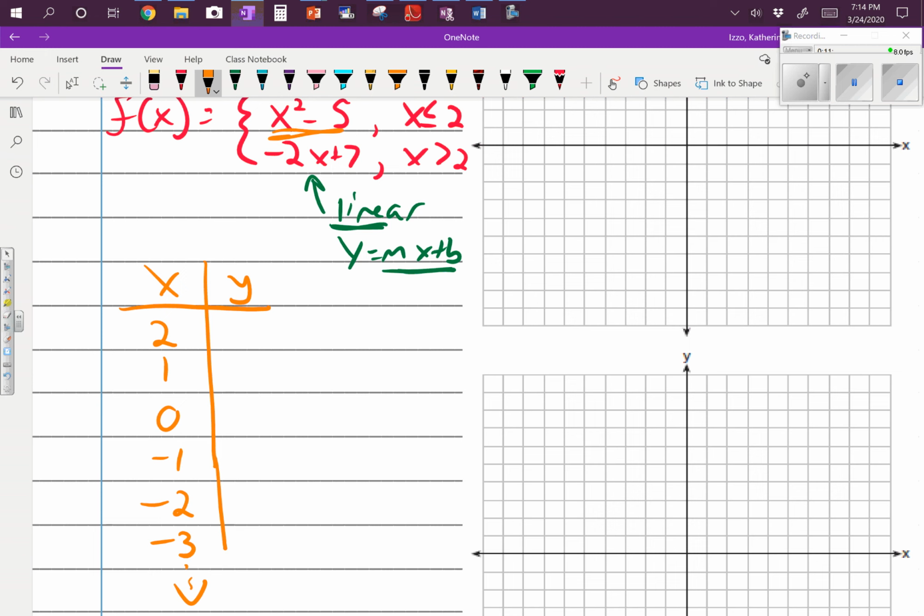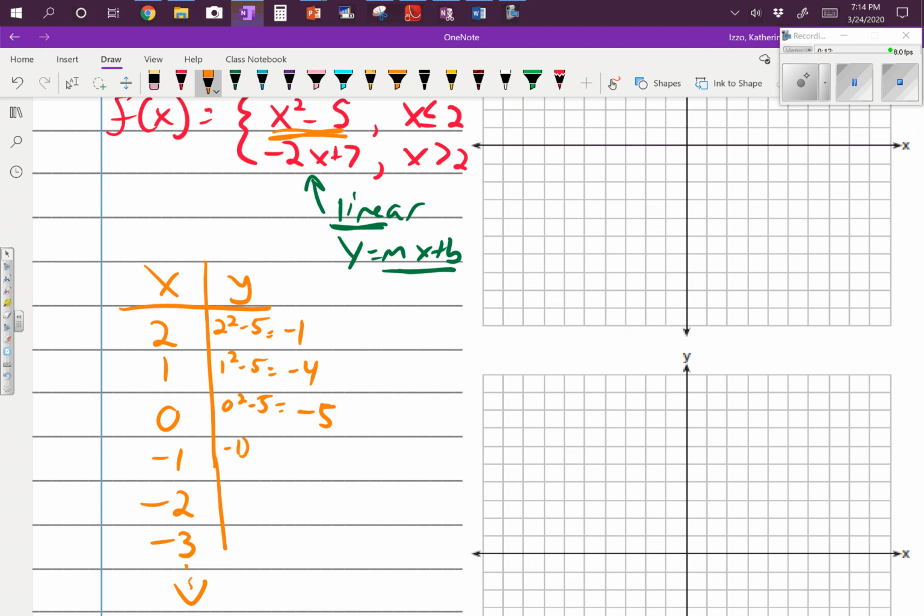So we're going to do the x squared minus 5. So 2 squared minus 5 is going to get me a negative 1. 1 squared minus 5 is going to get me a negative 4. 0 squared minus 5 is going to get me a negative 5. So far, it's changing and it keeps going down, keeps getting negative.